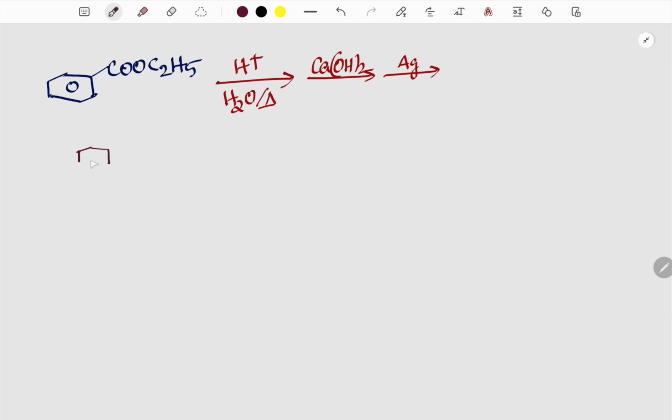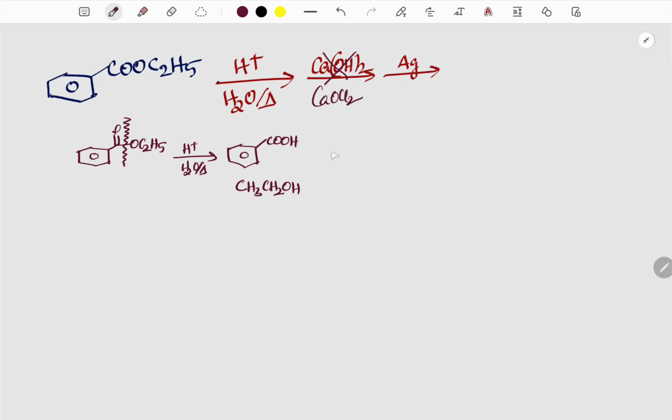Ethyl benzoate. So this compound name is ethyl benzoate. Ethyl benzoate treated with H plus, H2O and heat. So it is a hydrolysis, ester hydrolysis in acidic medium. Therefore we get the corresponding benzoic acid and ethanol. And here not Ca(OH)2, please consider bleaching powder CaOCl2.